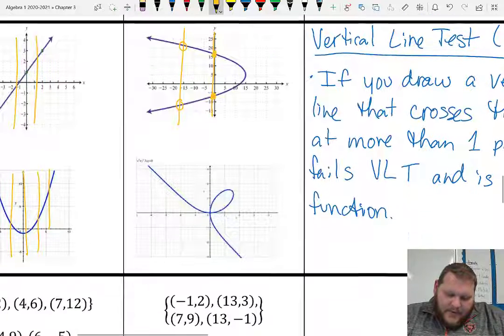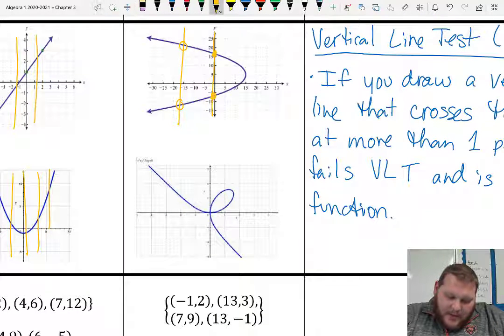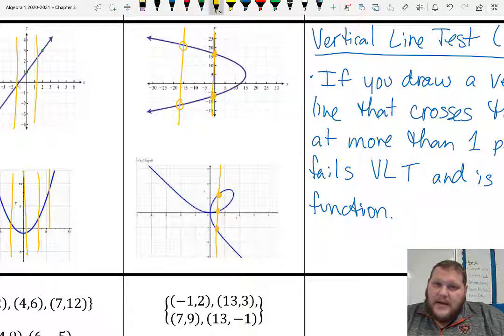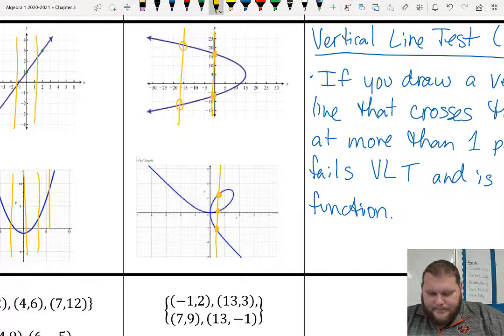And again, that same thing happens on this kind of swoop-diddy equation here. If I draw a vertical line, even in here, I can get 3 different points, 1, 2, and 3. So that definitely fails the vertical line test, meaning those two are just relations, not functions.